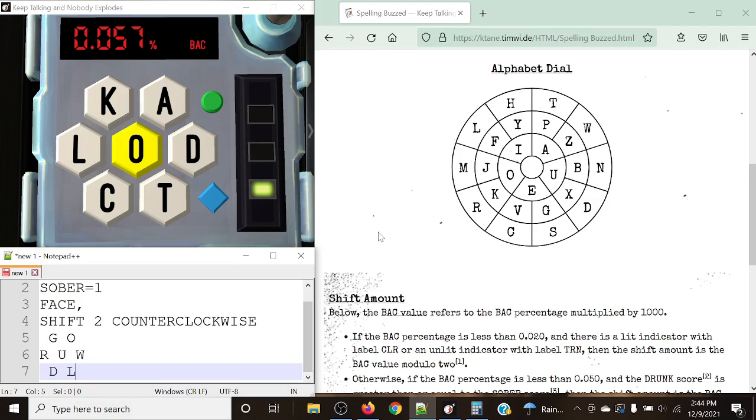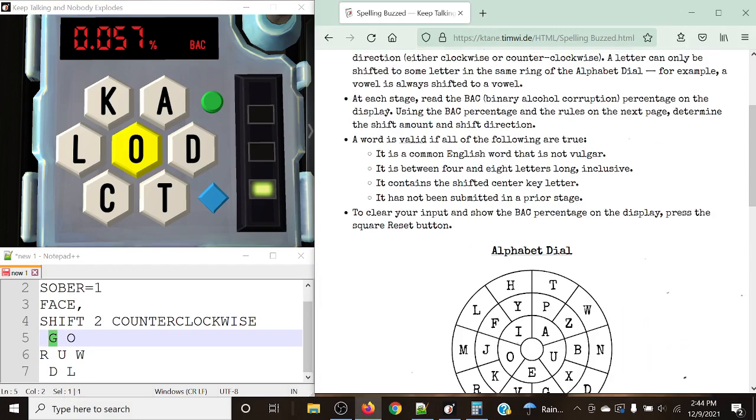So let's see what words we could potentially make out of it, but we need to use Uniform. Uniform could be a bit of a weird one. So let's see what we can figure out. Now, I already see one of the words that we could potentially be using here. We can use drug. So Delta, Romeo, Uniform, and Golf. That could work right there. It is a 4-letter word, it's not vulgar, and it does contain the shifted letter key, and it has not been submitted in the prior stage. Since all of these are new letters, it would be impossible to submit face.